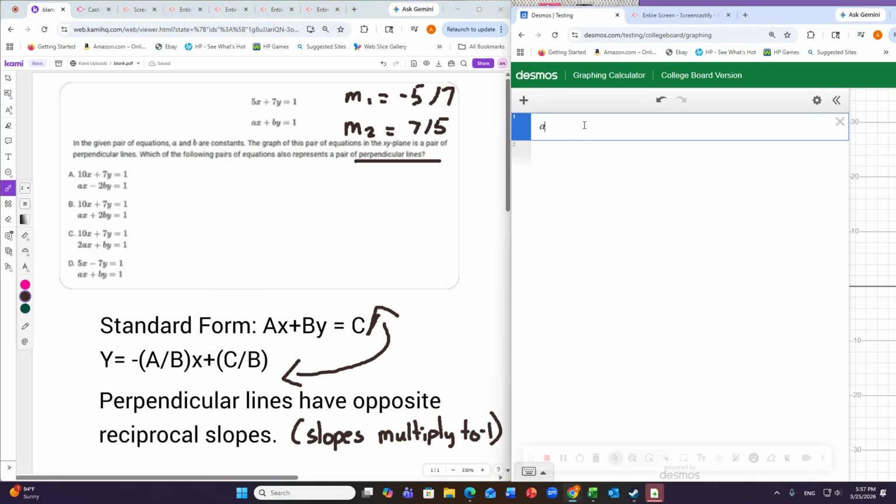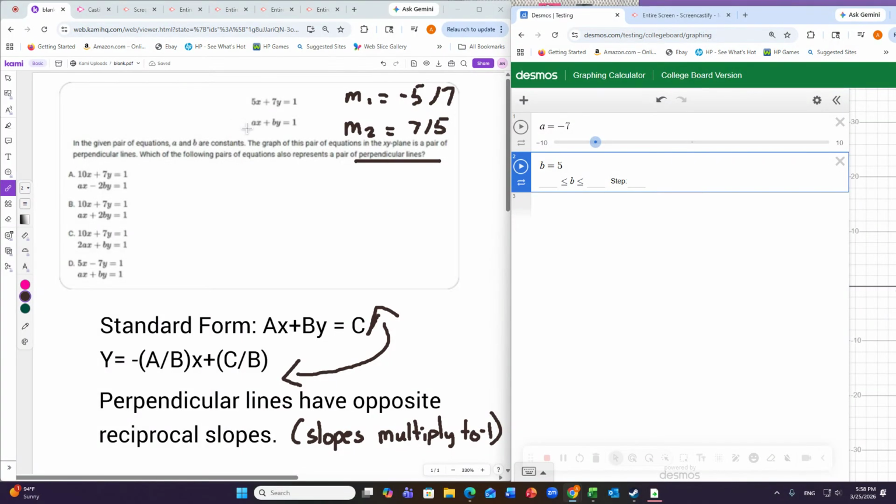If I pick A equal to -7 and B equal to 5, doesn't that fit the condition? Because then I get -7x plus 5y is 1. So opposite A over B is 7 over 5. So that fits the condition, right?